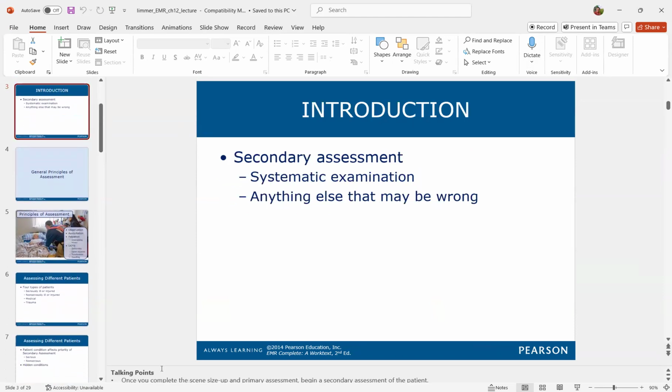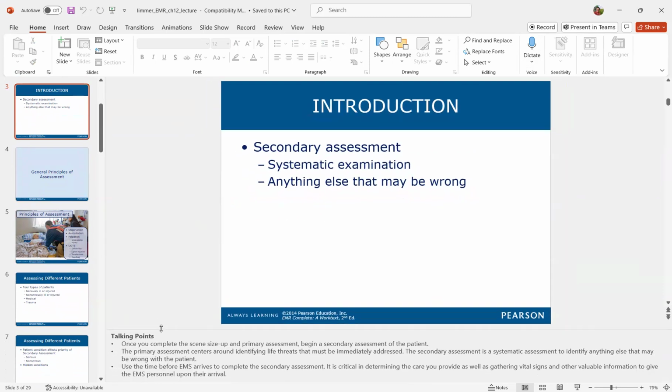So intro to this. Secondary assessments, when we do these, we try to make them as systematic as we can. Beginning with our scene size up, primary assessment, working into that secondary assessment and reassessment, which the sheets that I gave you for medical and trauma flow you through in a proper order. So the primary assessment, again, centers around identifying those life threats that must be immediately addressed. They don't have an airway, we need to suction. They have a bleed that's going to bleed out, then we have to put a tourniquet on.